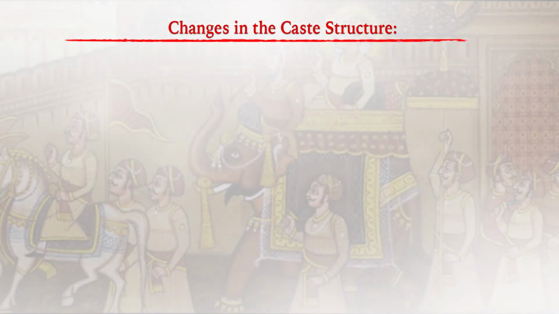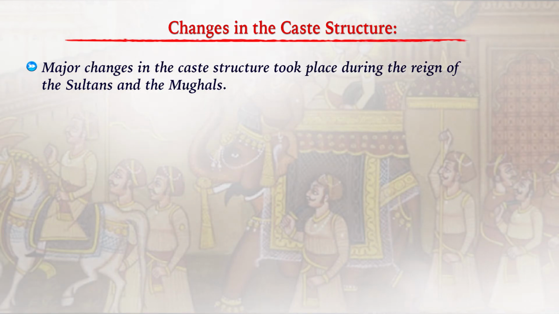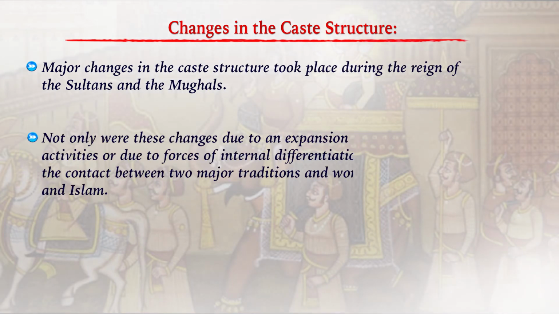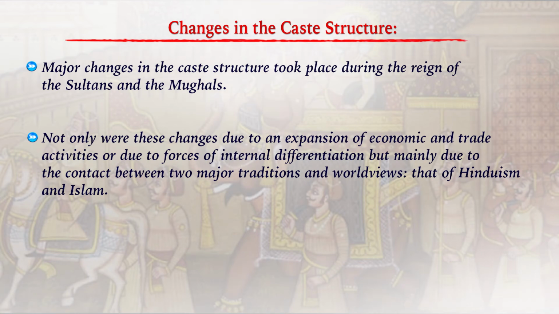Now let us study the changes in the caste structure. Major changes in the caste structure took place during the reign of sultans and the Mughals. These changes were due to the expansion of economic and trade activities, and also due to the forces of internal differentiation. And one of the main reasons was the contact between two major traditions, that is Hinduism and Islam.